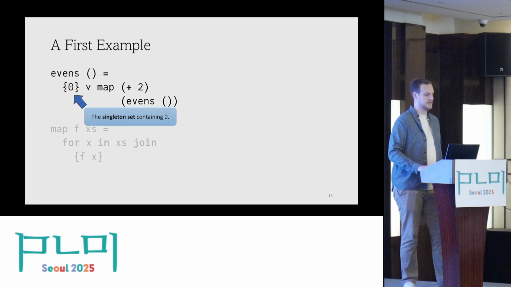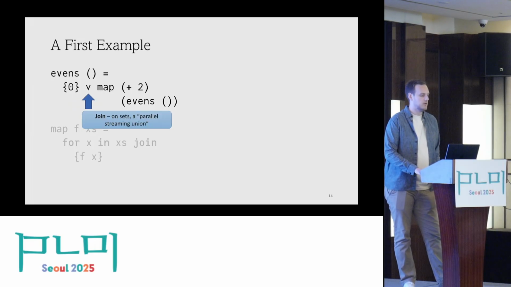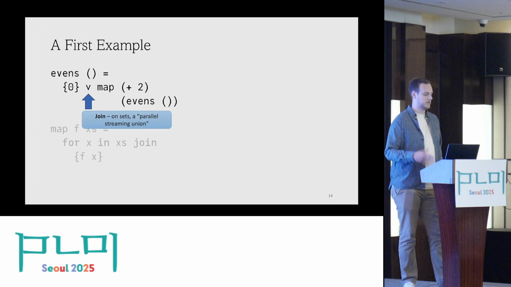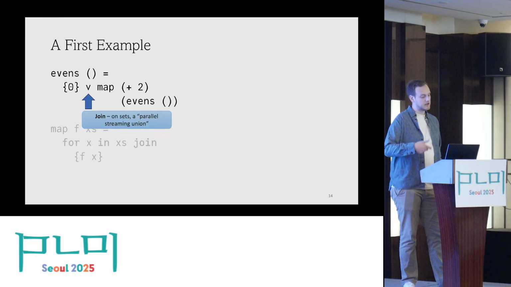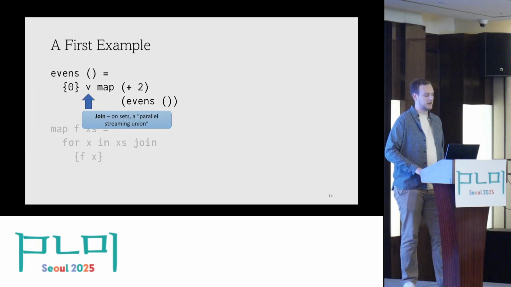We say, well, 0 is an even number. We take that set and we union it with another set. But here, this operator is called join, and it's kind of overloaded. It works as union on sets, but it'll work differently on other types of data like functions or records. And it's not really just a union. It's really this sort of streaming parallel union.